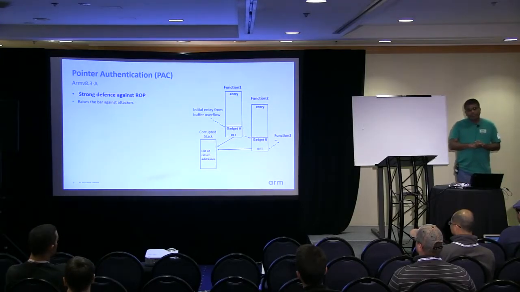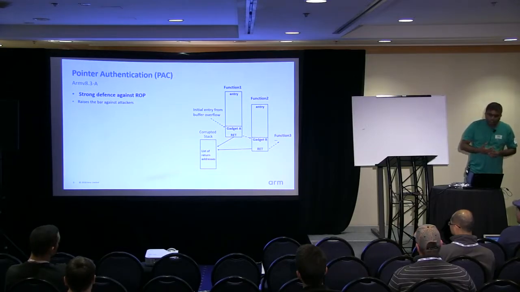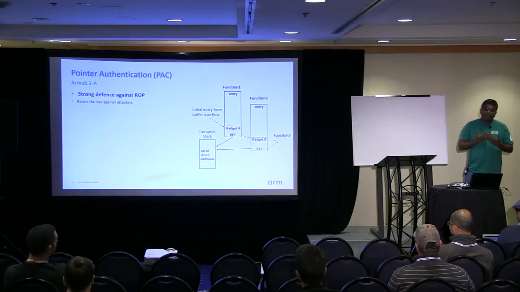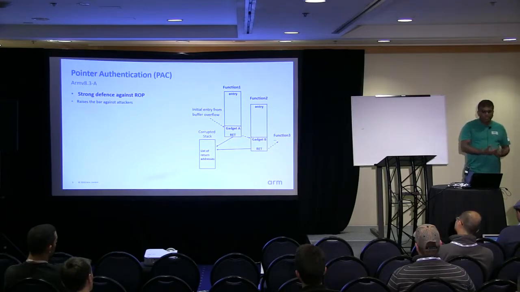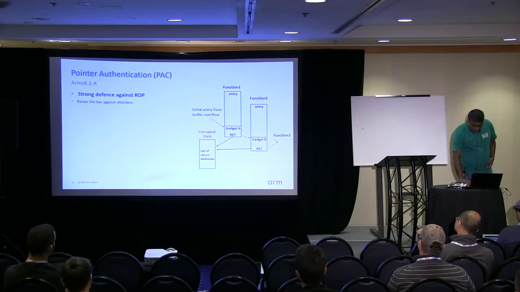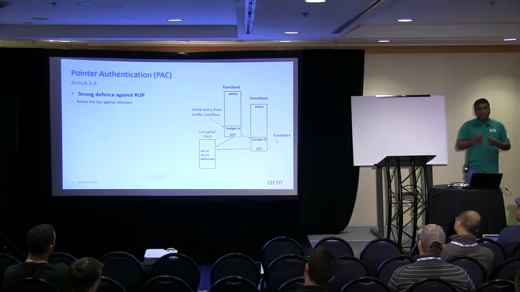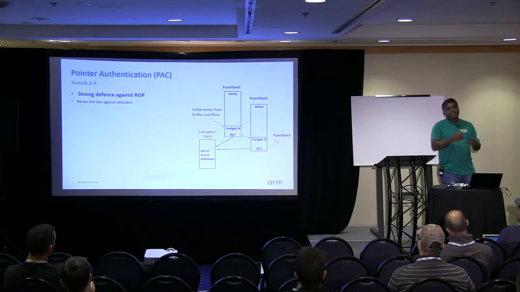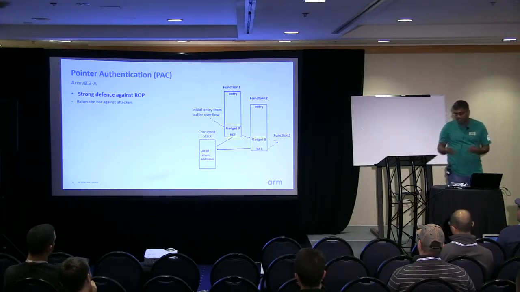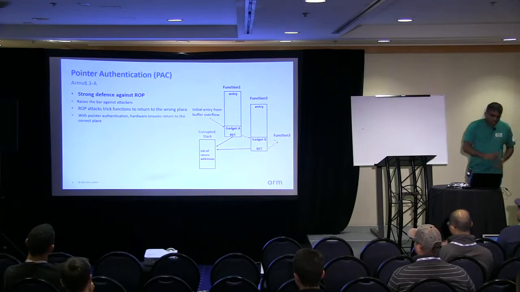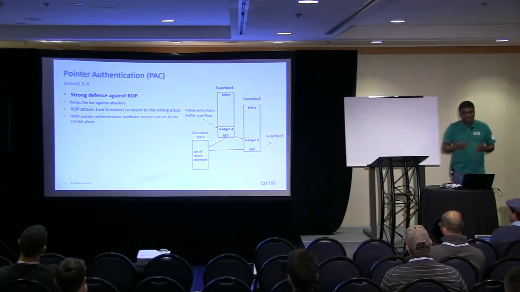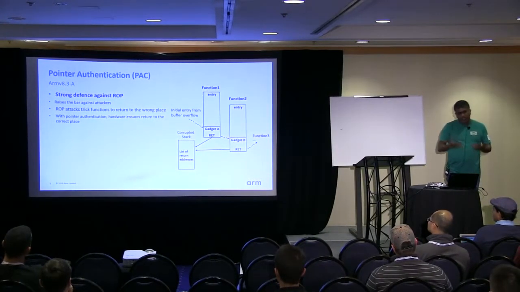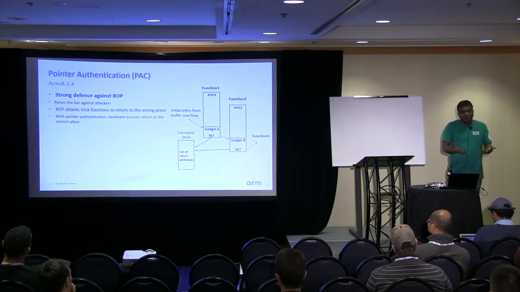One of the applications of pointer authentication is protecting your return address. Most return-oriented programming attacks usually work by damaging the return address that is sitting on the stack. What we have is basically the use of the return instruction to transfer control from somewhere other than the call chain by damaging the return address that's present on the stack. The fundamental idea is that ROP attacks trick functions to return to the wrong place. With pointer authentication, hardware ensures that return actually happens to the correct place. Or rather, it prevents programs from returning to the wrong place.